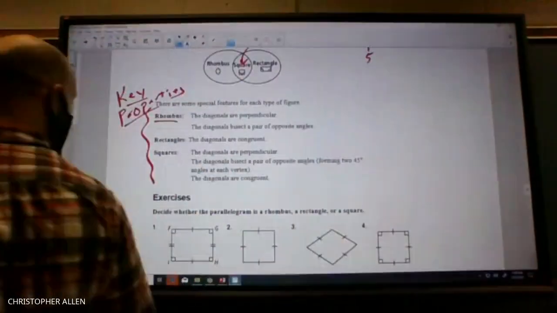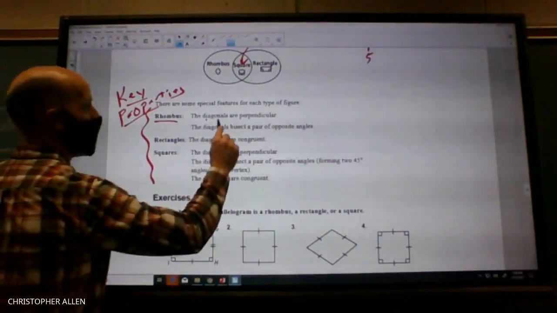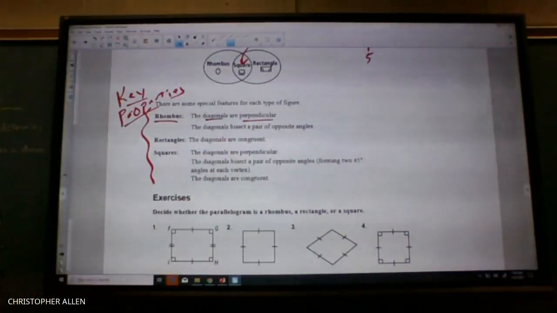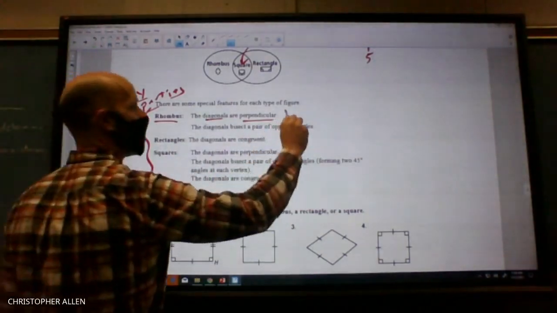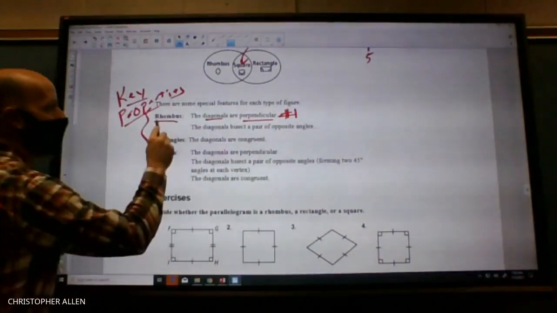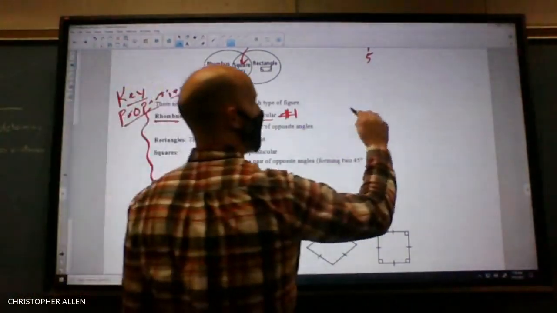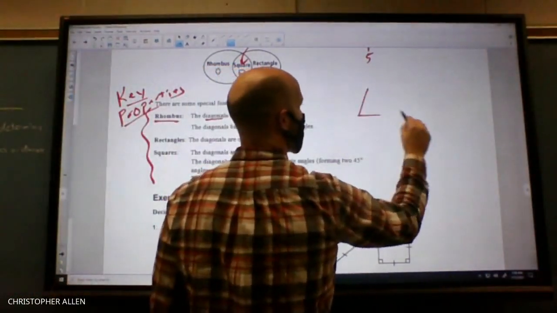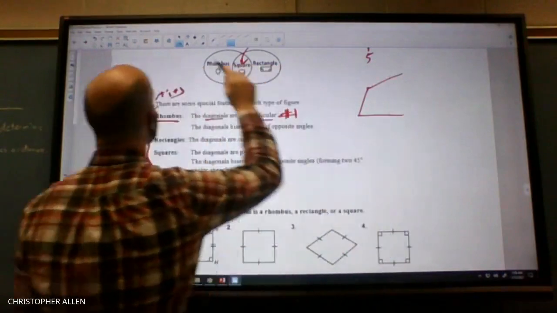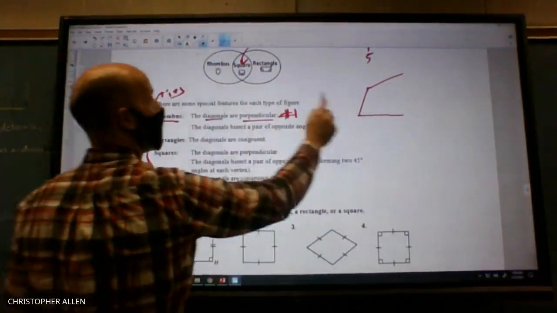So for a rhombus, here's what you need to know. The diagonals are perpendicular. So that's number 1. If it's a rhombus, then the diagonals are perpendicular. So if we were to draw a picture of that, let's say that this is... oops, that's not a very good rhombus. That's a horrible rhombus.